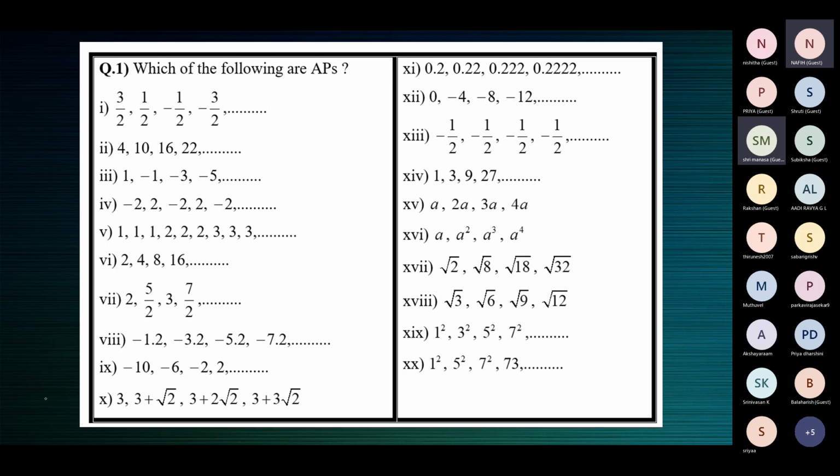No, ma'am. A into A minus 1, then A square into A minus 1, then A cubed into A minus 1. You can find the differences, but there is no common difference. The second term minus the first term is not the same as the third term minus the second term, which is not the same as the fourth term minus the third term. So A square, A cubed, A to the power 4 does not form an arithmetic progression.